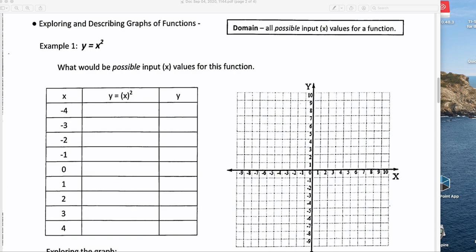Okay, so what we're going to do to the x values here, we're going to square them. We're going to multiply it to itself. So are there any numbers, positive or negative, rational, irrational, that can't be multiplied to themselves? No, I can multiply all the numbers that I know to themselves and I will get an answer. So the answer to this question, what would be possible input values for this, is I could use all real numbers.